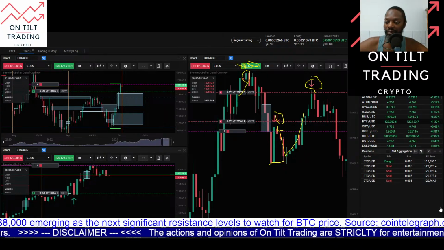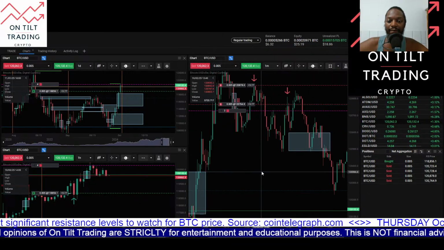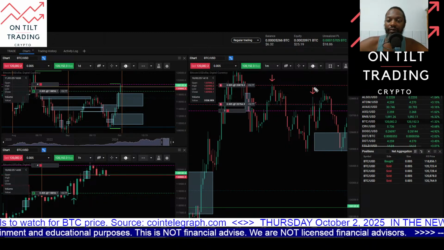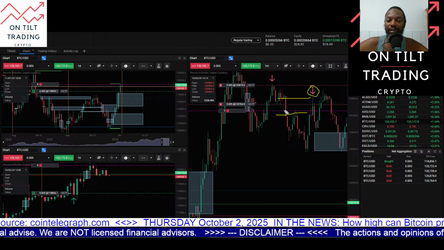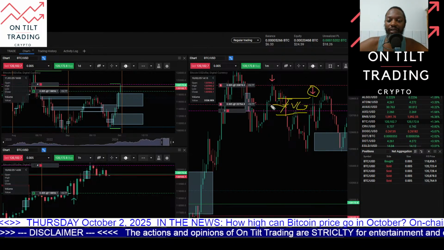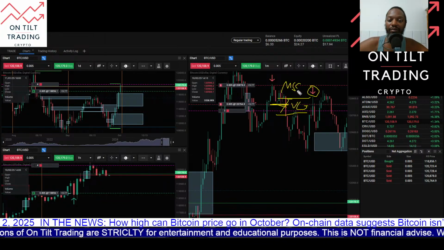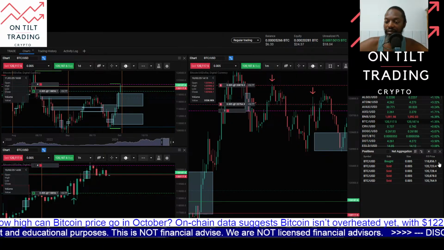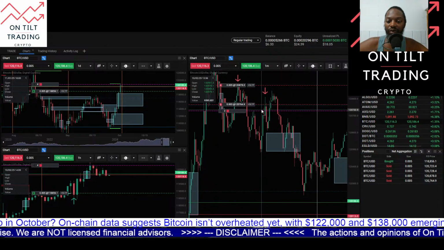And then I take another entry here as price comes back to the mitigation block area, and there's also a fair value gap here. So I took an entry as price pulled back to the swing low, the area of market structure shift for this price leg, and took the entry here. And this was at the close of the New York PM session.